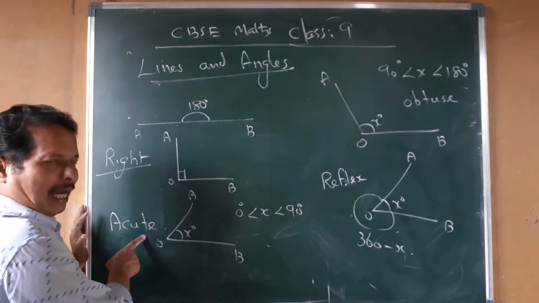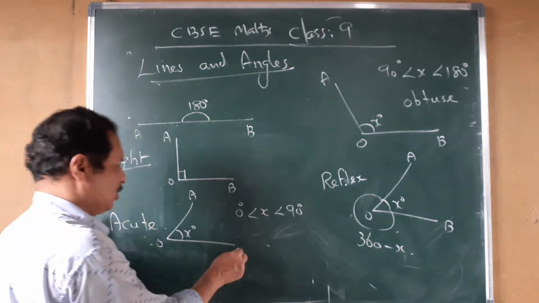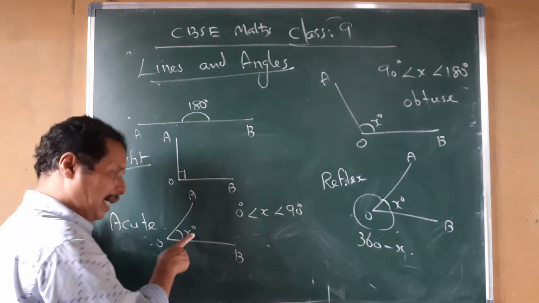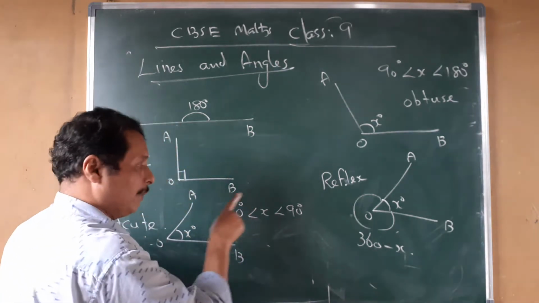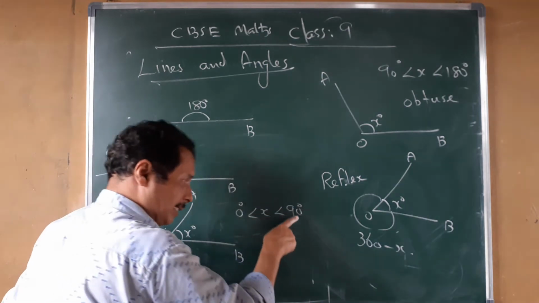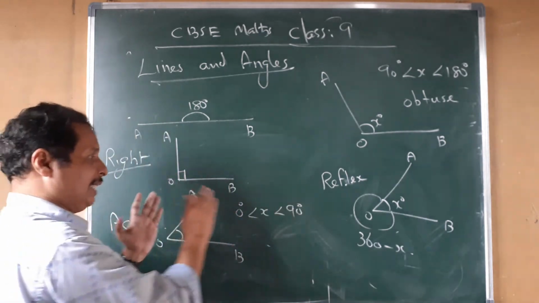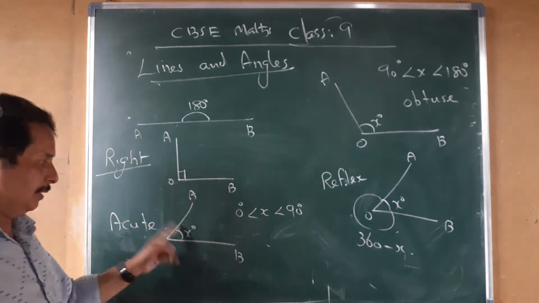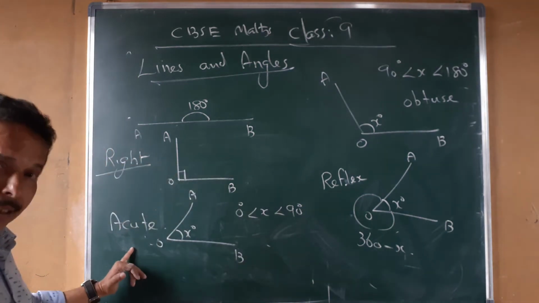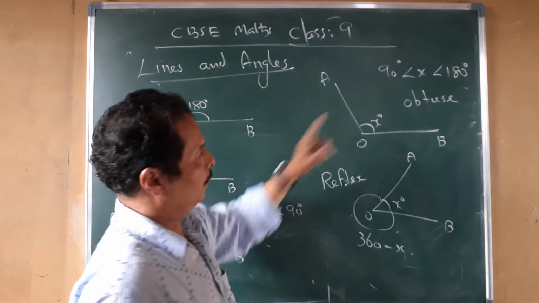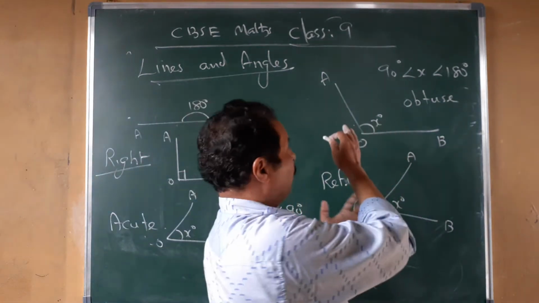Next, acute angle. The shape is like this. If an acute angle is x degrees, it lies between 0 and 90. 0 less than x less than 90 degrees means x lies between 0 and 90. That is an acute angle.